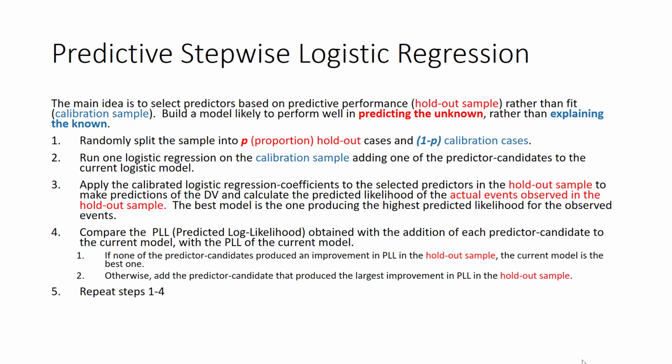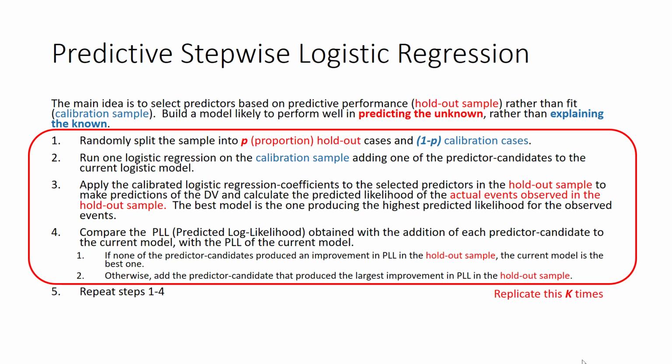And you keep repeating this process k times for k random samples. So you replicate the random split k times and calculate the performance of each one of the competing models across these k replications. And repeat these steps 1 to 4, adding predictors sequentially until you cannot improve the predictive performance of your model. Now I'm going to show how KATE, Kamakura's Analytic Tools for Excel, will do this very easily on a point and click basis for you.